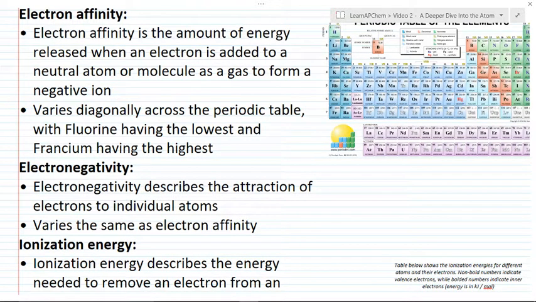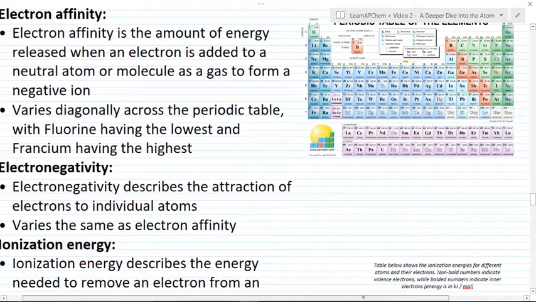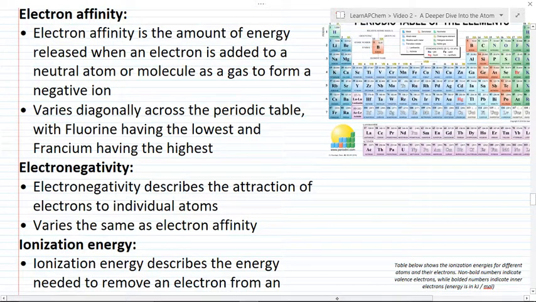Electron affinity varies diagonally across the periodic table, with fluorine. Okay, so this is the most confusing, so I'll make sure I spend some time on it. Why don't you tell me what is confusing you about it? I'll go over it and then try to explain it to you better. So what is confusing about electron affinity?